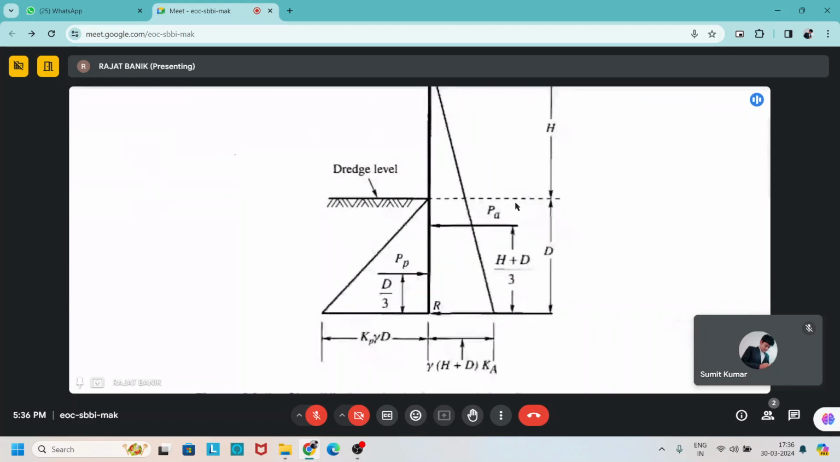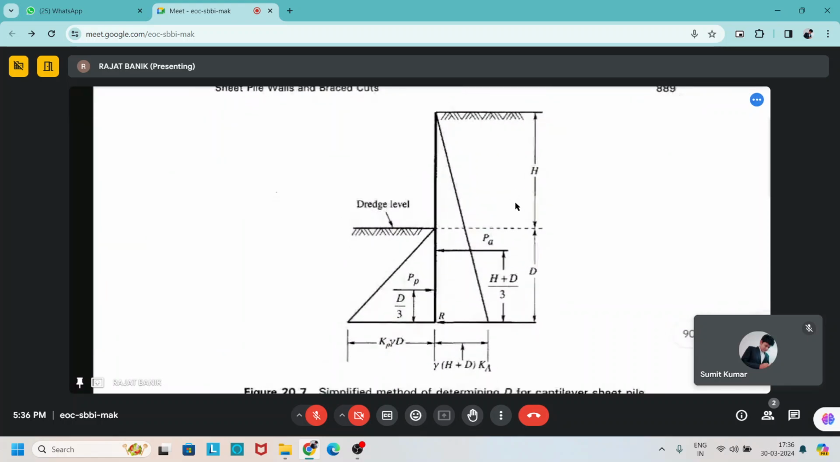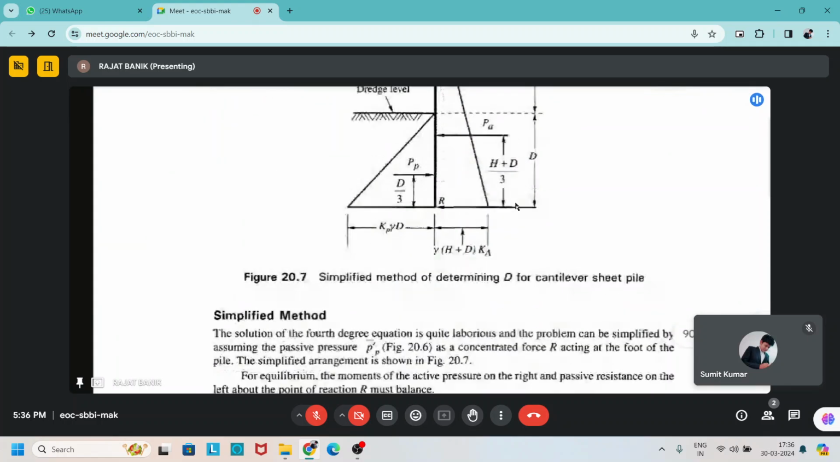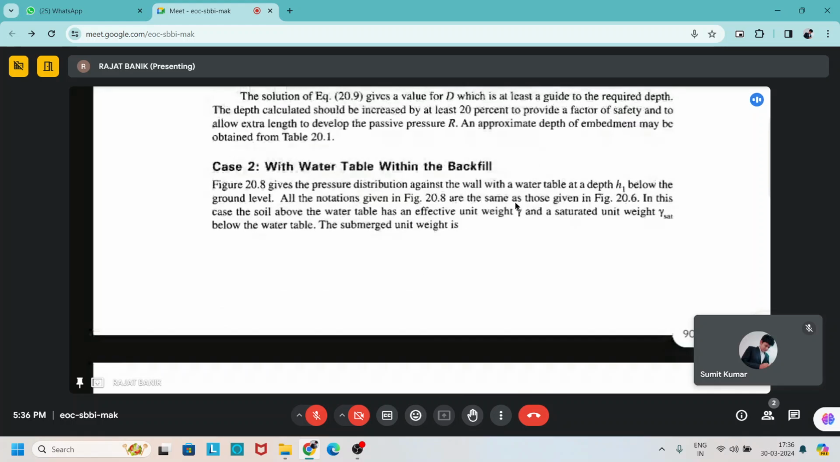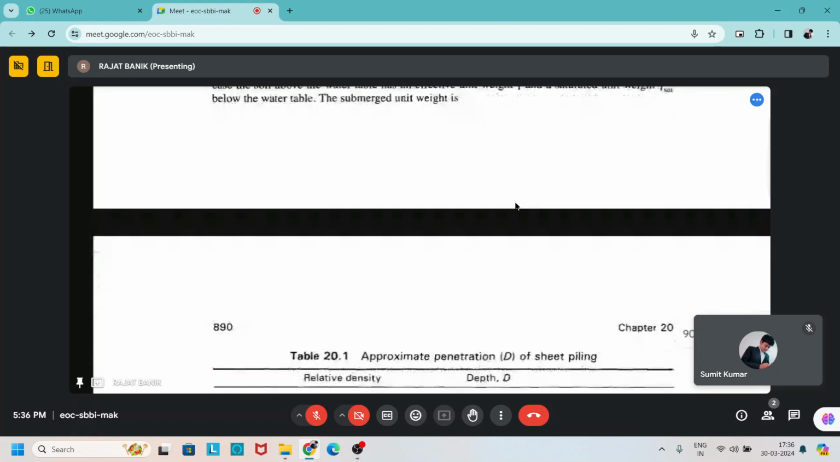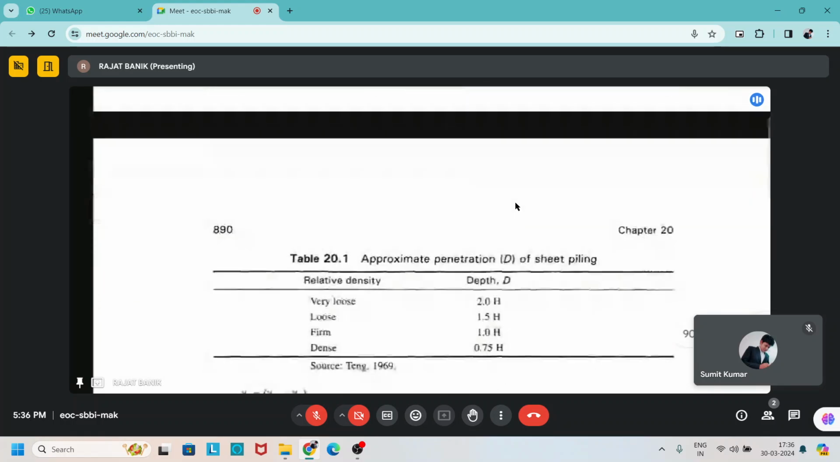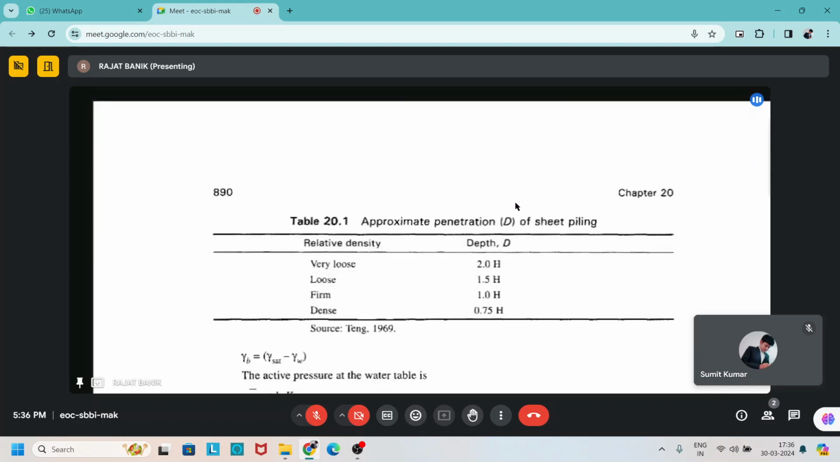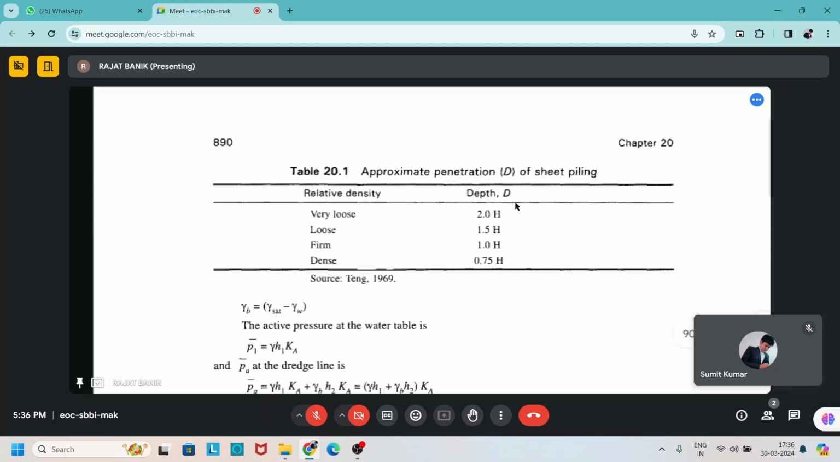So the calculation should be from the dredge level, and for very loose, loose, firm and dense soils, different D is given. That is, for very loose it is 2H, for loose it is 1.8H, for firm it is 1H, for dense it is 0.75H.